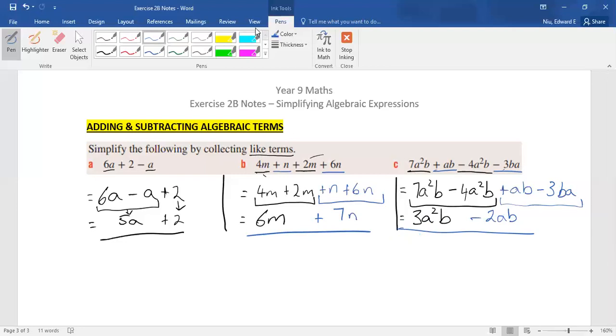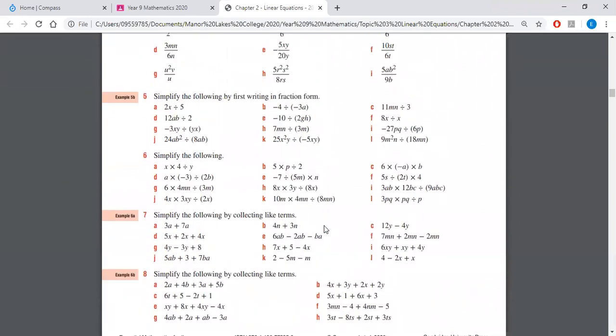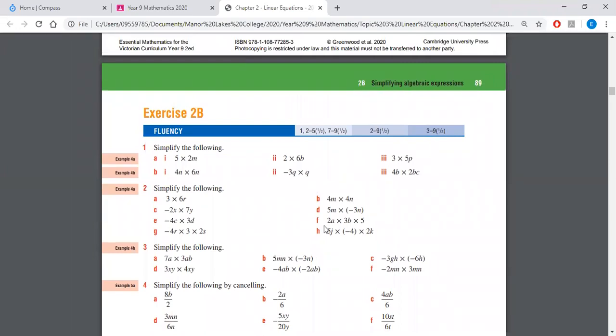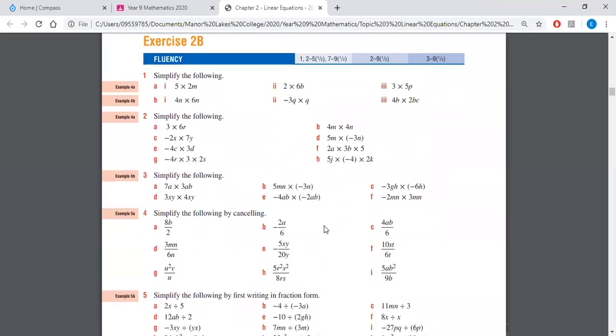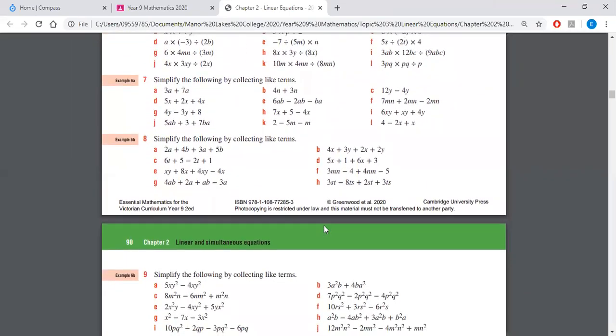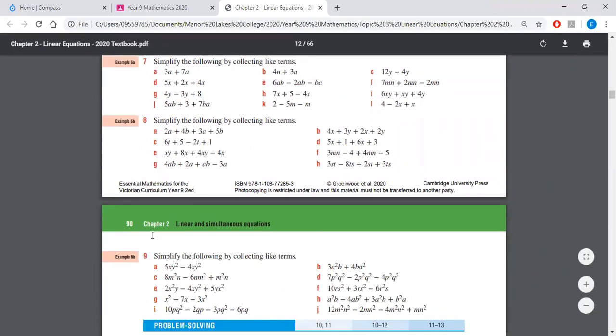Let's take a look at the questions that we're going to have a go at. We're still on exercise 2B, remember. So jump to the textbook PDF or your textbook hard copy and scroll to page 89. On page 89, you should have done questions 1 to 5 in Friday's lesson with multiplying and dividing. Can you please have a go at 7, 8, and 9? Just do every second question.